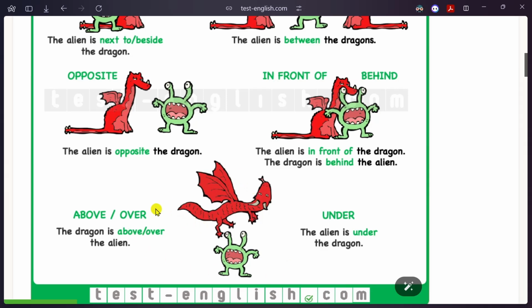Above or over. The dragon is above the alien. Okay, above. Or the dragon is over the alien. Over means like this. Sometimes you can use this over as an expression. For example, have you ever heard this? Get over it. Do you understand? Get over it.